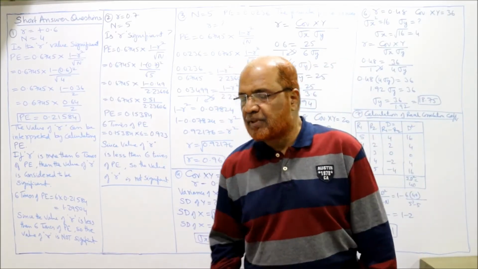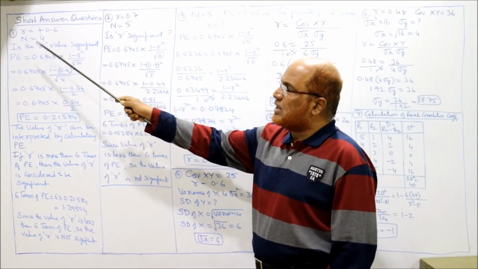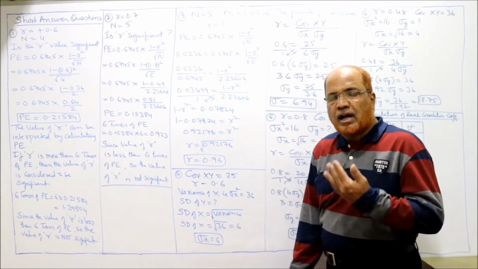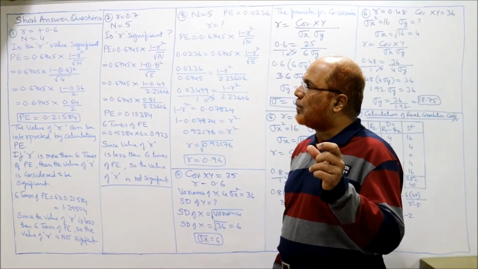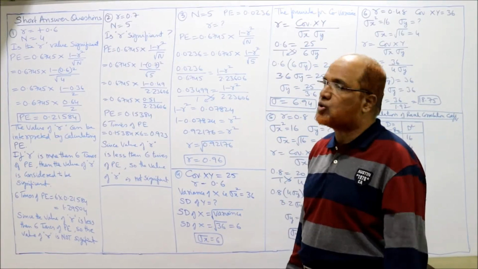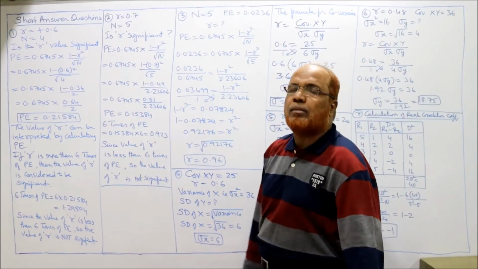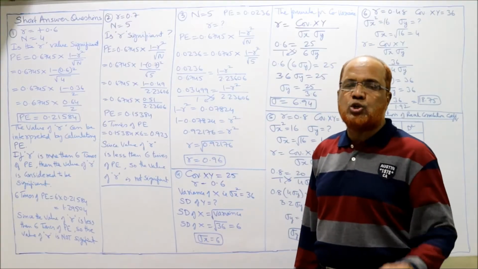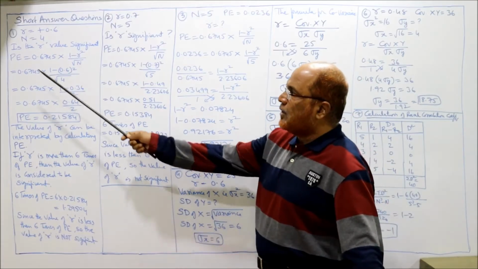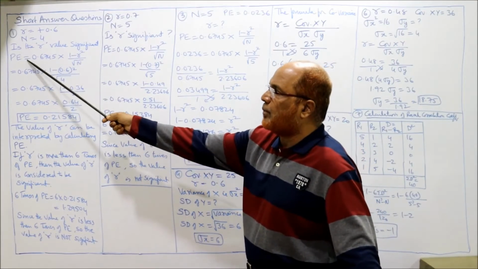So see, first of all, R value is given 0.6, N is given as 4. It is asking you, is the R value significant? So we have to give the conclusion. After calculating the probable error, we can give the interpretation whether the R is significant or not. So PE, probable error, already in the long problem we have applied the formula: 0.6745 into 1 minus R square divided by root N. This is the formula for probable error.